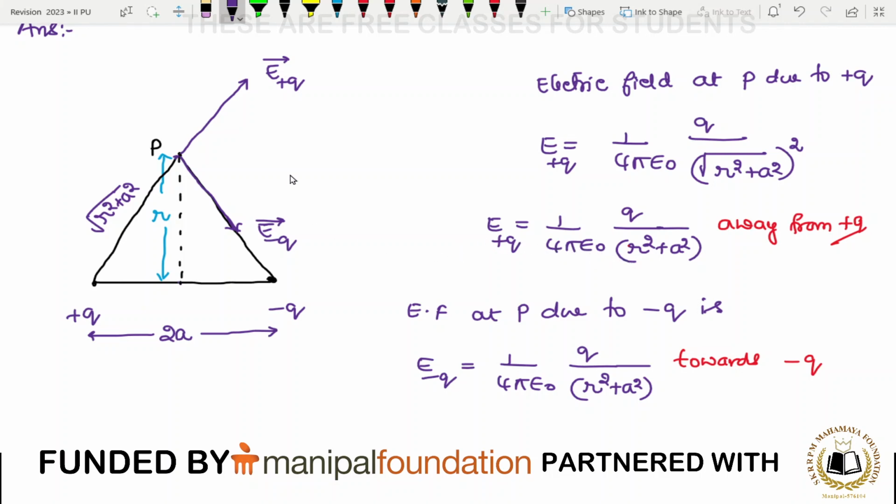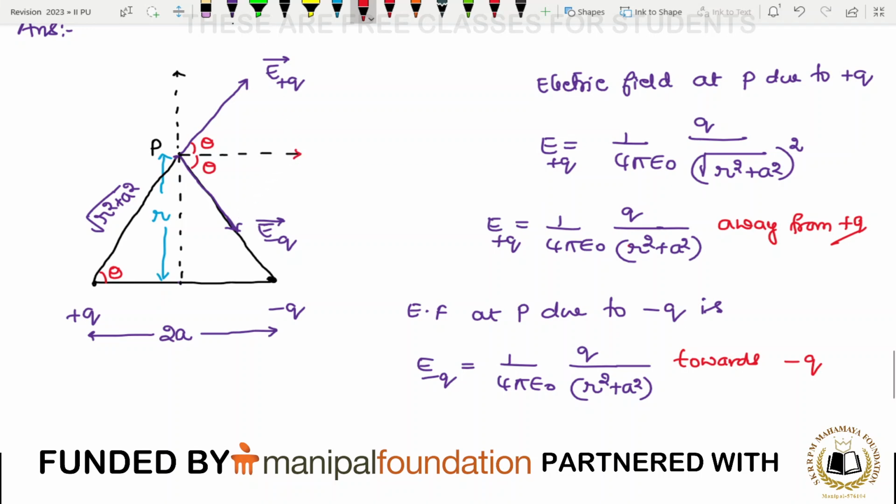Now you may observe that this electric field is neither in the x-axis nor in the y-axis. Then what do you have to do? We should resolve these two. So I'll take this as my x-axis reference, and this is my y-axis. I'll extend that one. Now I'll bring one angle here, theta. Here also becomes theta, because these two sides are equal. So this angle also becomes theta.